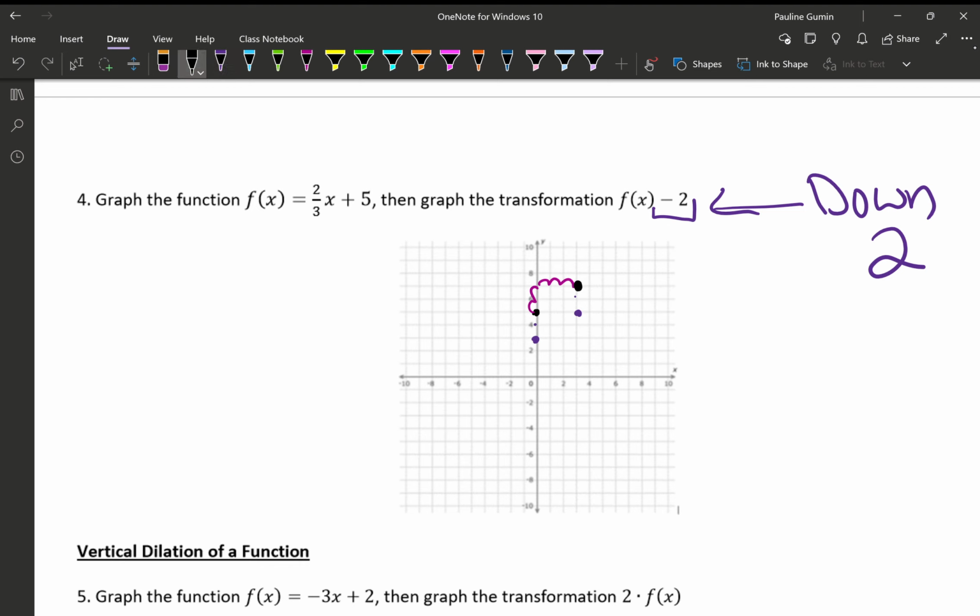Okay, here's my original line. And here's my moved down 2 line. Hopefully you can see that we moved our graph down.